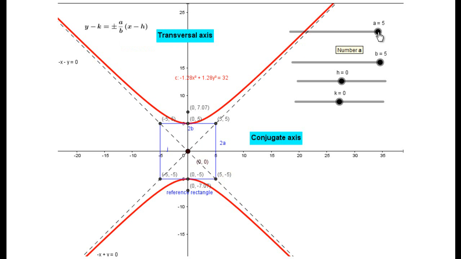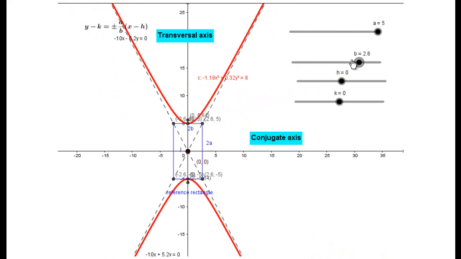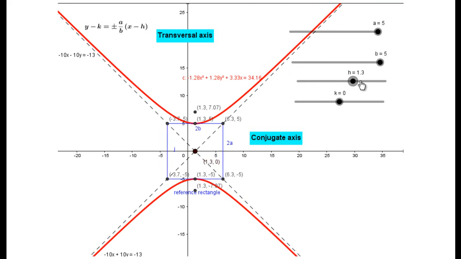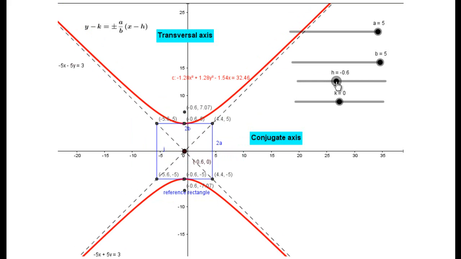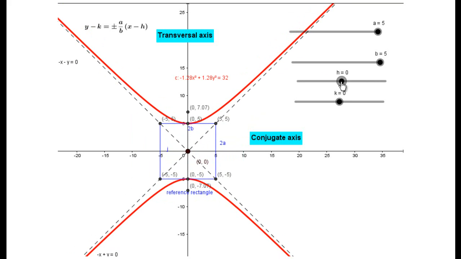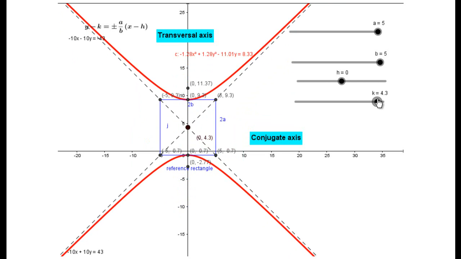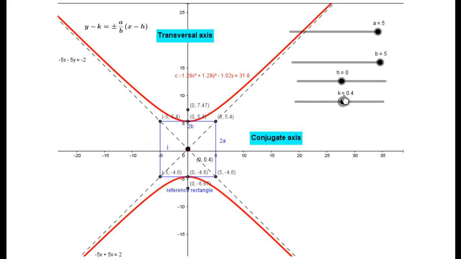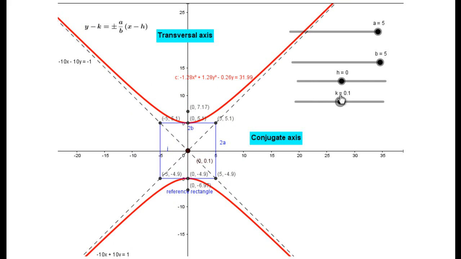Okay, let's see, for example, when you change a, what happens? When you change b, what happens? When you change h, the center moves. And k moves it up or down depending on the sign: positive up, negative down. Let's see an example now to understand the hyperbola very well.